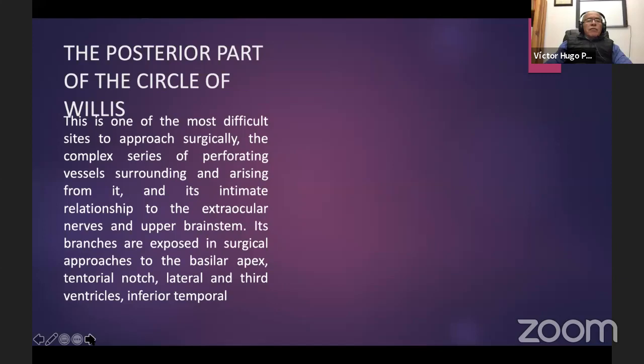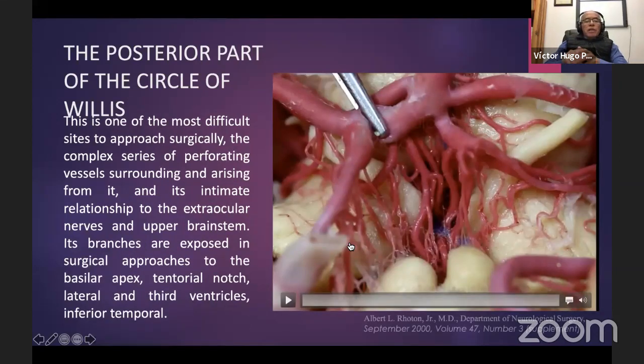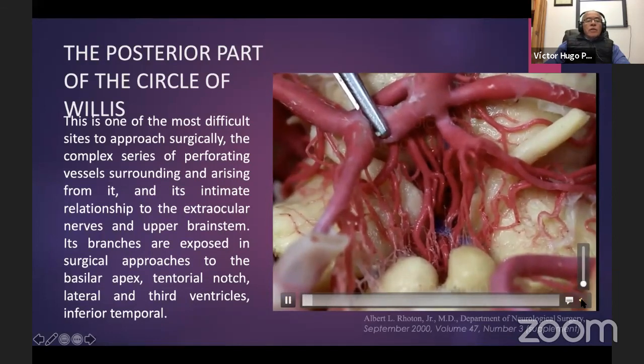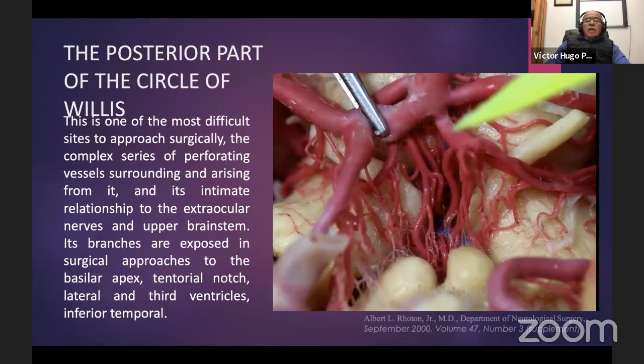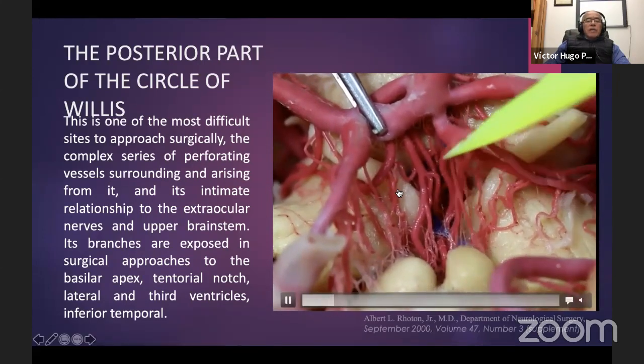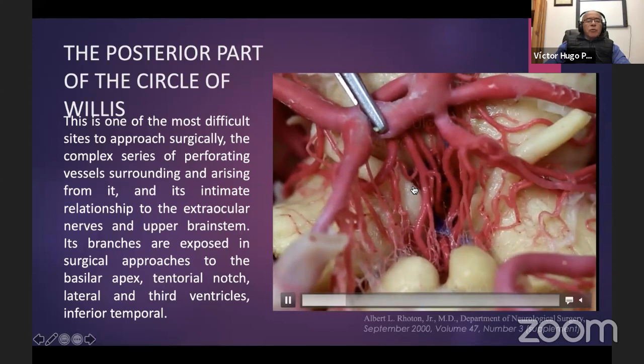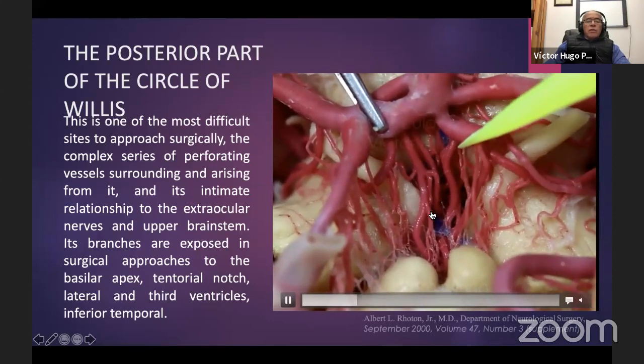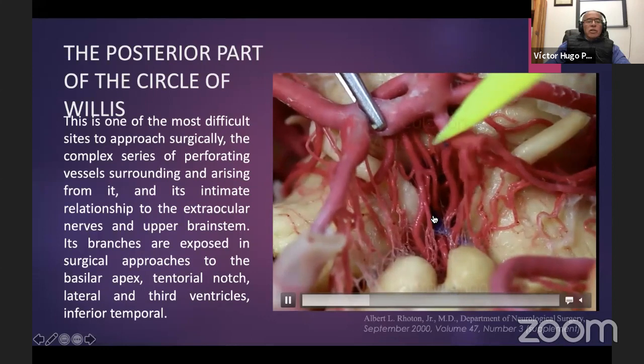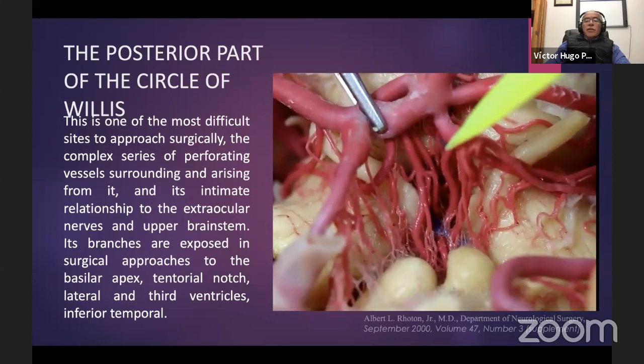The posterior part of the circle of Willis is one of the most difficult sites to approach surgically. The complex series of perforating vessels surrounding and arising from it, and its intimate relationship with the upper brain stem and extraocular nerves. The branches are exposed in surgical approaches to the basilar apex, tentorial notch, lateral anterior ventricles, and inferior temporal.